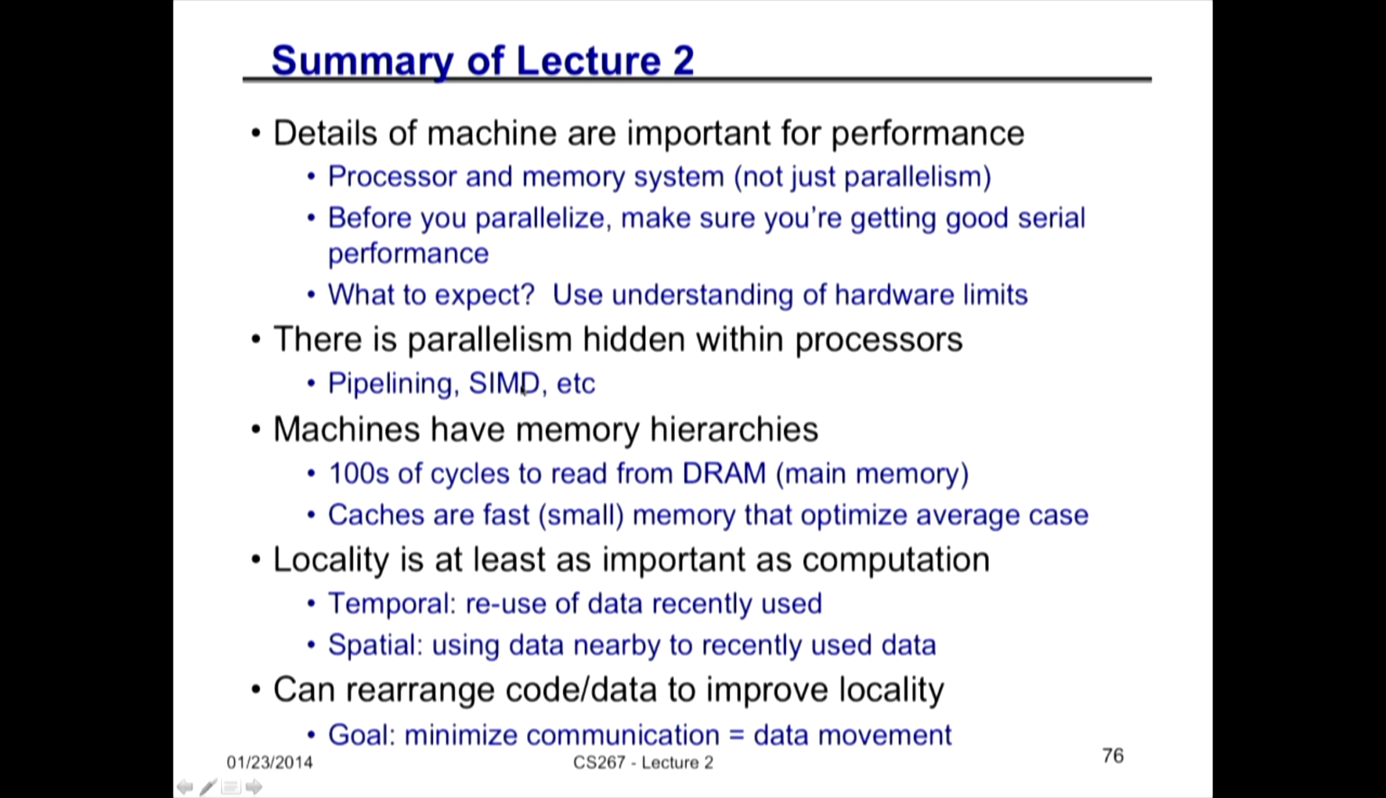We also talk about how much parallelism there is hidden inside processors by pipelining and SIMD. We talked about memory hierarchies and that it costs hundreds of times as much to go to memory as to just get it out of cache. And there are 2 kinds of locality to worry about: temporal, which is to reuse the data that you've recently used. And there's also the spatial stuff, which refers to the fact that when the machine goes off to memory, it doesn't just get the one word you asked for, it gets a whole bunch of adjacent words. So you should organize your algorithm to use all that adjacent stuff as well. And our goal over many parts of the semester will be to minimize communication or data movement. So that's the end of lecture 2.